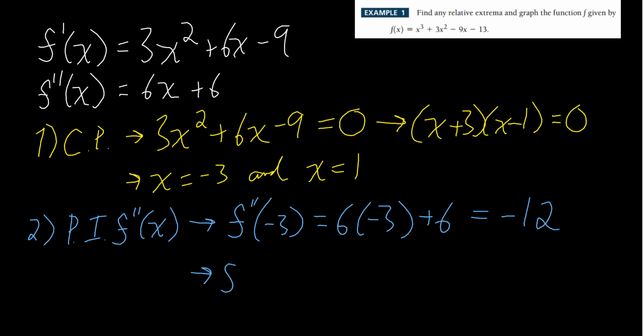And then f double prime of 1, and yes, I love to do my multiplications by 1. So it's 6 times 1 plus 6, which is equal to positive 12. Alrighty, so what does this tell me? Well, by plugging in my critical points into my second derivative.